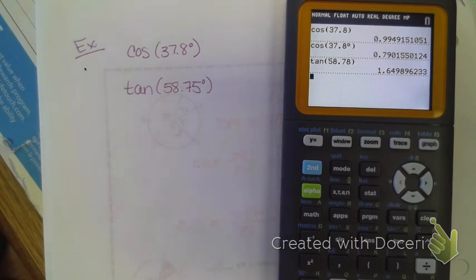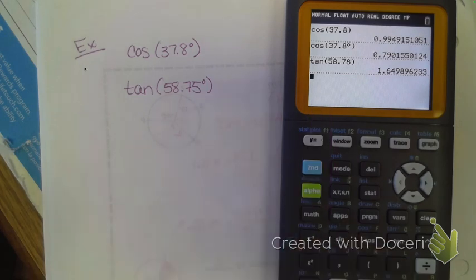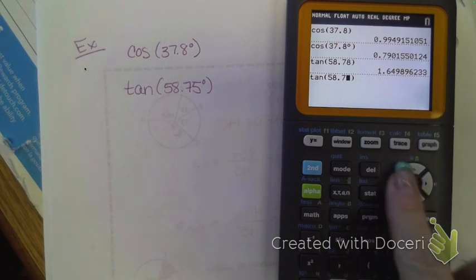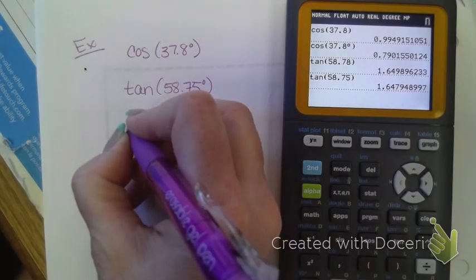So 1.6499, right? Mine's off by like one number. Mine's 1.647. How did you get 9? Did you put in 58.75? Oh, you put 7, 8. Yeah, I was going to say. There you go. 1.6479. So again, garbage in, garbage out, right? If you're not getting the right answer, you probably did something wrong. Four decimal points? Yes.